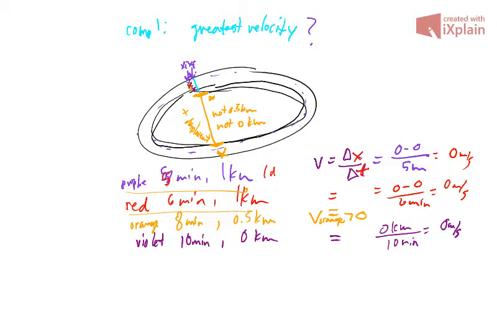Their ending point right here was not the same as their starting point. Everybody else's starting and ending point was the same. So the injury was the entire reason that orange wins the competition. So competition 1, orange is the victor.